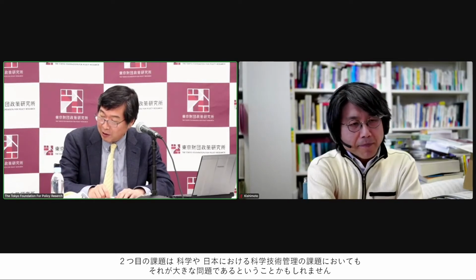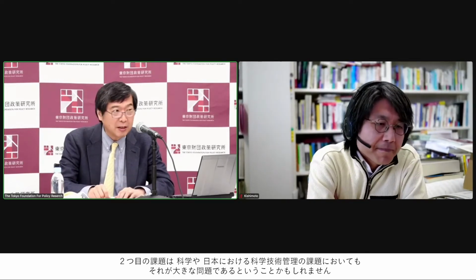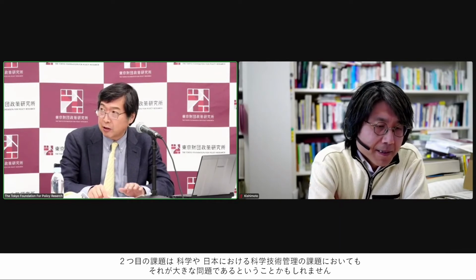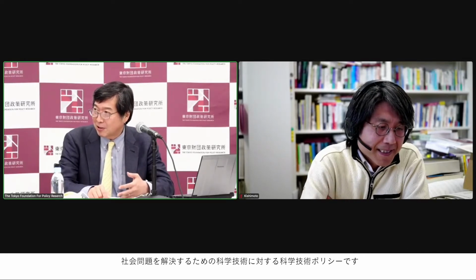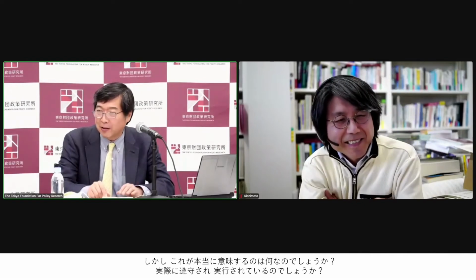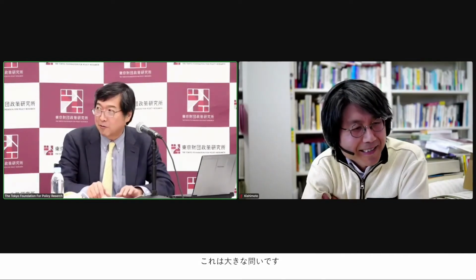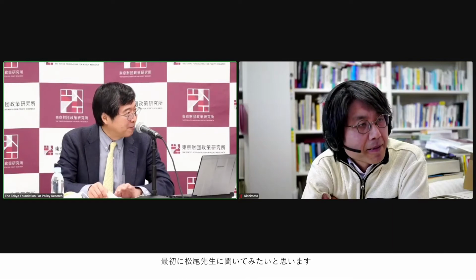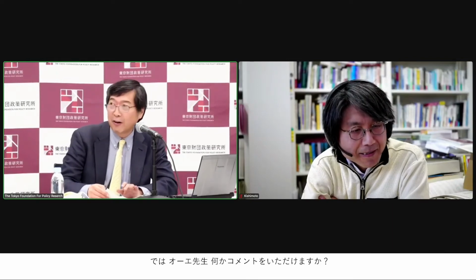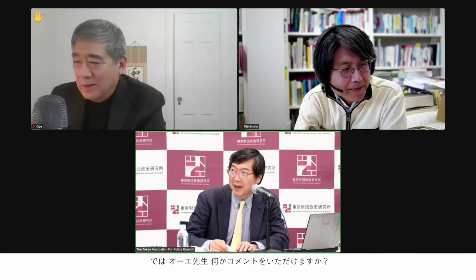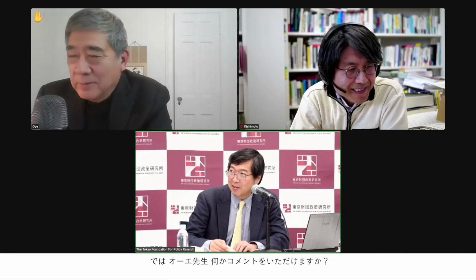And the second issue is also a big issue in science and technology governance, especially in Japan: moving from science and technology per se to science and technology for solving societal issues. But what does it really mean, and is it really followed and implemented? Those are the big questions. I think I will first ask Matsuo Sensei to respond. I think Oye Sensei is raising a hand. Oh, okay. So first, Professor Oye, can you give us some response?